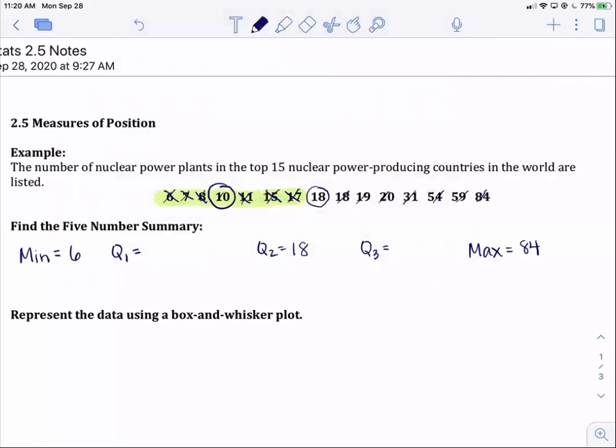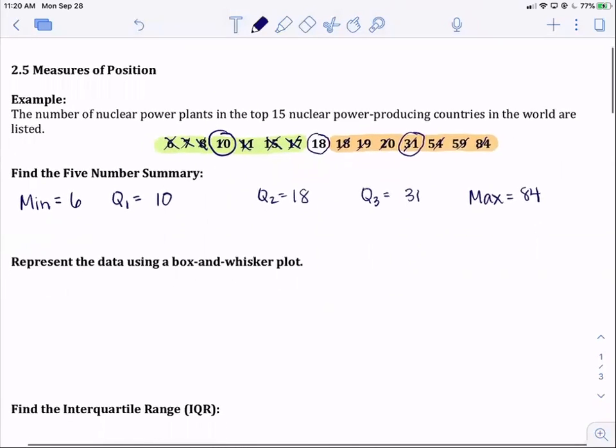Okay, so if we go through and we find that median, Q1 is 10, and then find the upper half median, and we would get 31. And that's your 5-number summary. Okay, it helps find the spread of your data.